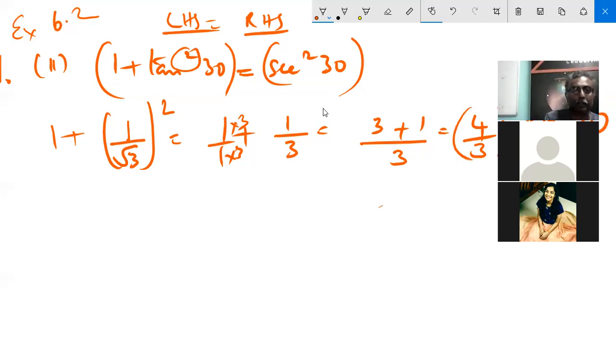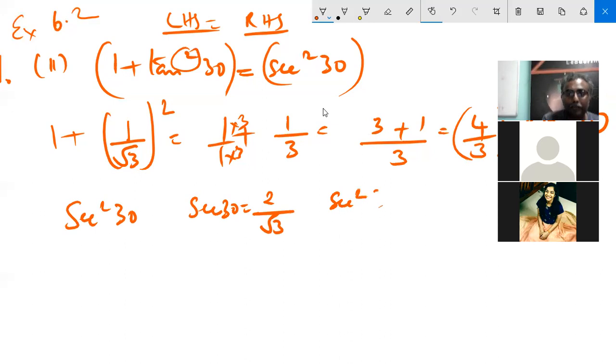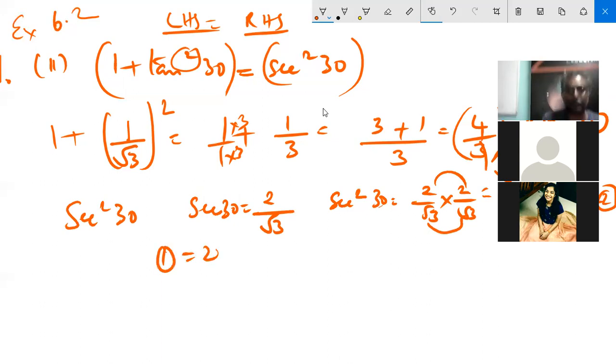Keep it like that. Then go for secant squared 30. Secant 30 is equal to how much? 2 by root 3. Very good. Secant squared 30 is therefore equal to 2 by root 3 into 2 by root 3. 2 into 2 is 4. Root 3 into root 3 is 3. So this is 4 by 3, this is RHS. The two are the same. Therefore, LHS equal to RHS. Matter over.